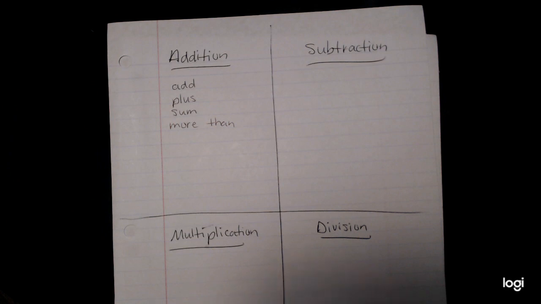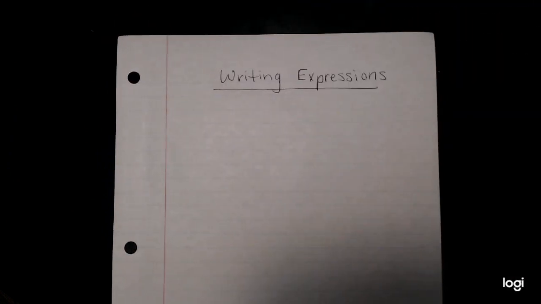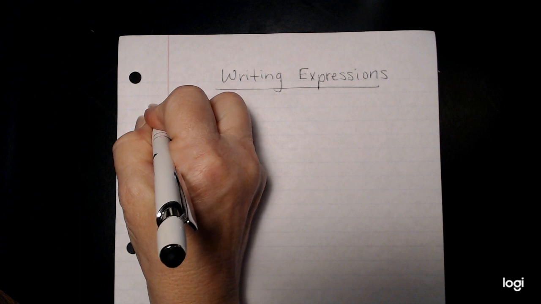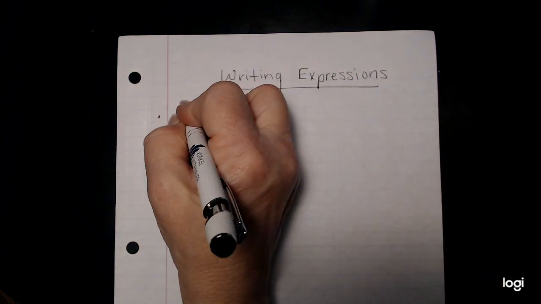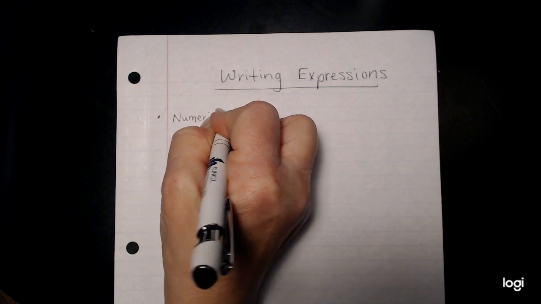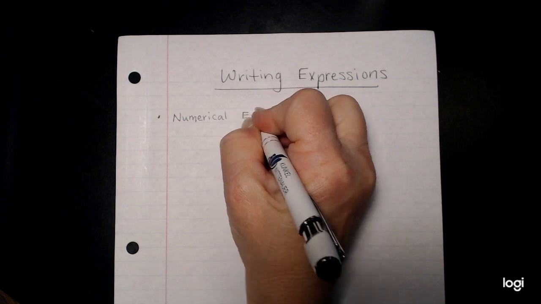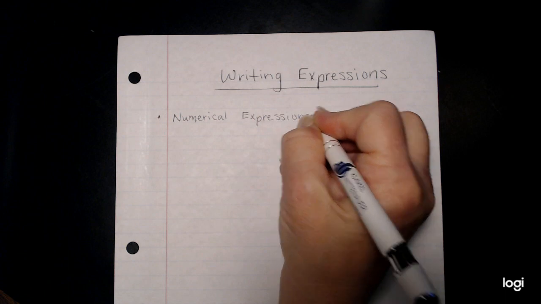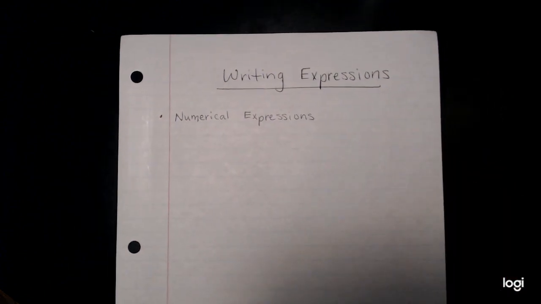So writing expressions, there's two kinds of ones we're going to write. The first thing I'd like for you to do is go ahead and write the title down. And the first thing we're going to talk about, and I'll put a little bullet point right here, is numerical expressions. Now remember, if I am going too fast for you, you have the capabilities to pause your screen so that you can write it and then unpause and join the class again.